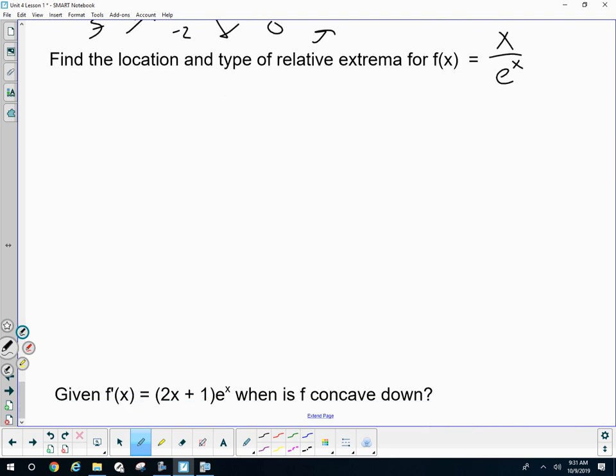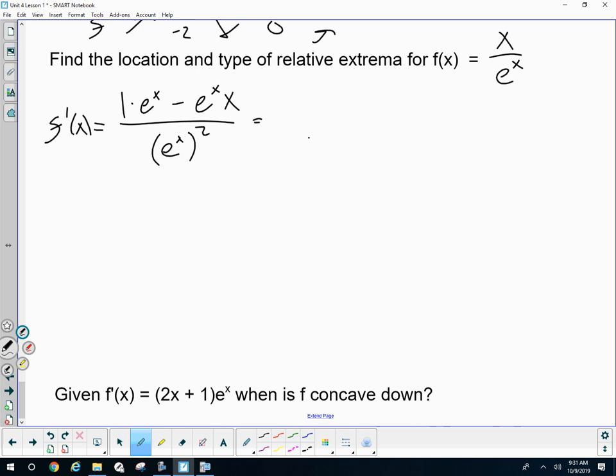Let's look at x over e to the x. Quotient rule. Derivative of the top times the bottom minus the derivative of the bottom. The derivative of e to the x is e to the x, times the top, all over the bottom squared. e to the x squared.